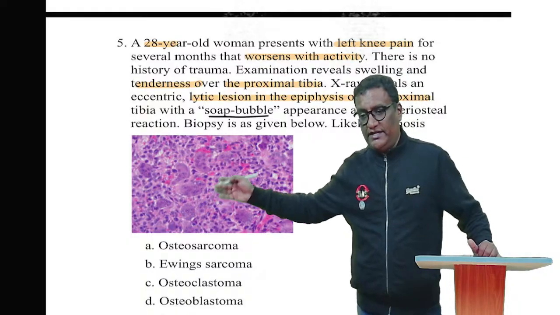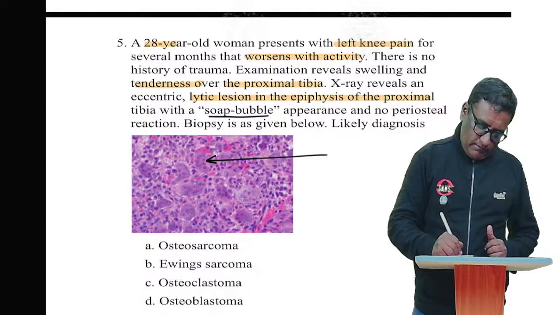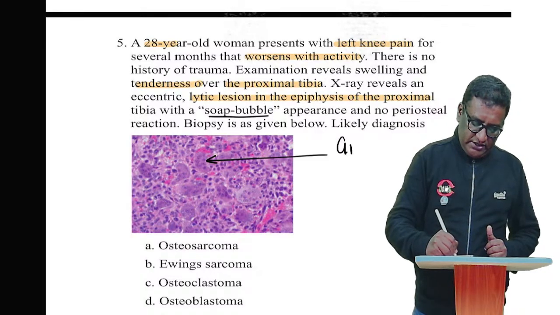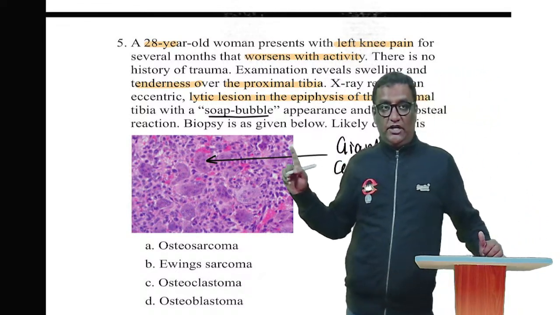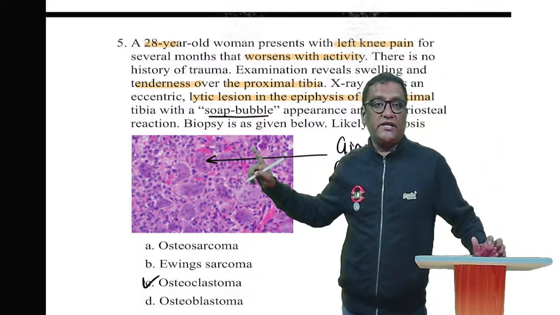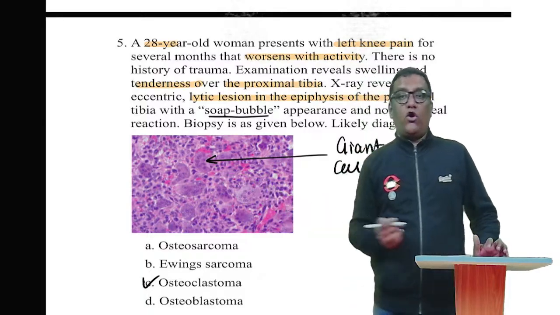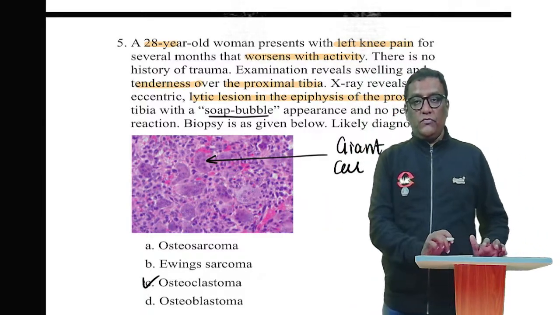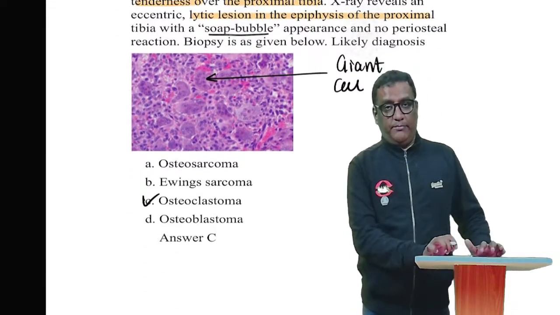And look at this. This is the histology. What is the histology showing here? Histology is showing these are your multinucleate giant cells, isn't it? So these are your giant cells, and these are very diagnostic of giant cell tumor or osteoclastoma. Remember, these are reactive giant cells. They are not neoplastic. The neoplastic giant cells will be mononuclear, which are osteoblastic progenitor.